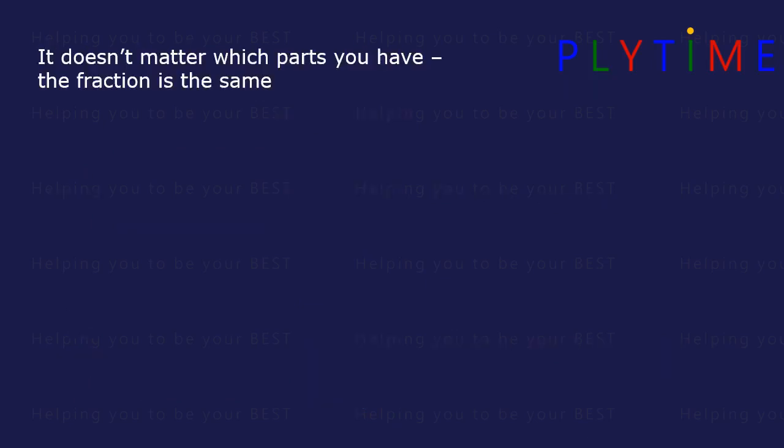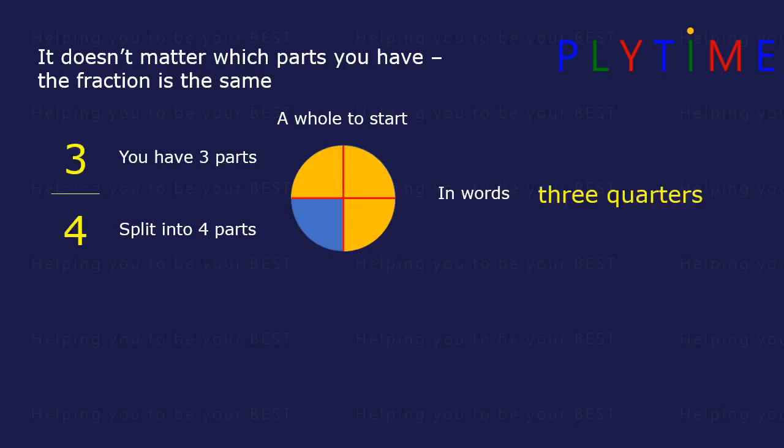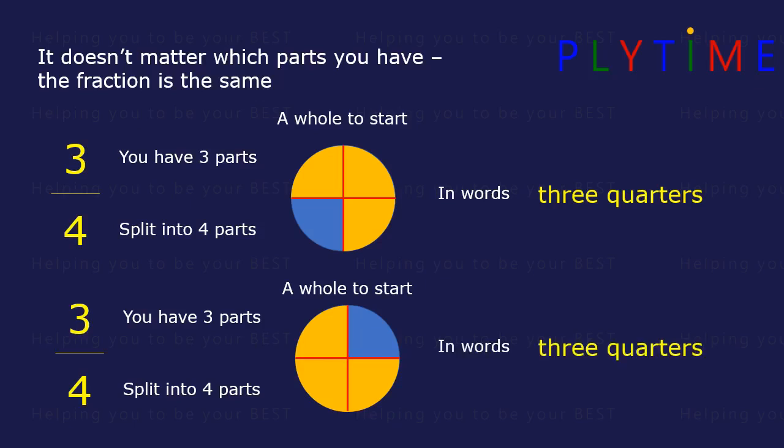It doesn't matter which parts you have, the fraction is the same. If we have a whole to start, we split it into 4 parts, 4's the denominator, the dividing line, this time we have 3 parts, 3's the numerator. In words we call this 3/4. Here we have a whole to start, split into 4, 4's the denominator, add the divider, this time we have 3 parts, a different 3 parts, but 3's still the numerator, and in words it's still 3/4. They're different parts, but it's the same fraction of a whole.